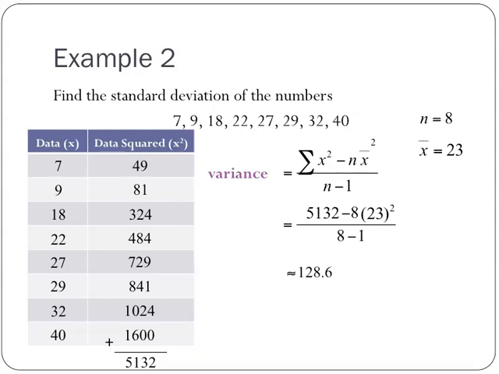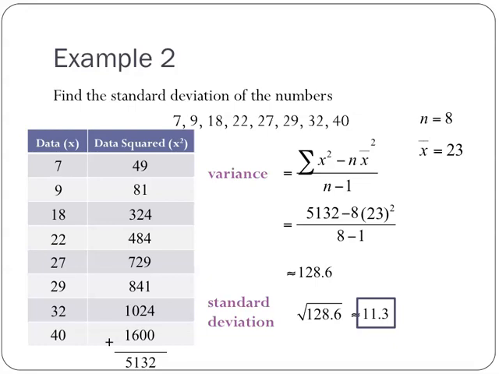Now that's the variance. We're trying to find the standard deviation. Remember, the standard deviation is the square root of the variance. So the square root of 128.6 is equal to about 11.3. So this has a standard deviation of about 11.3.